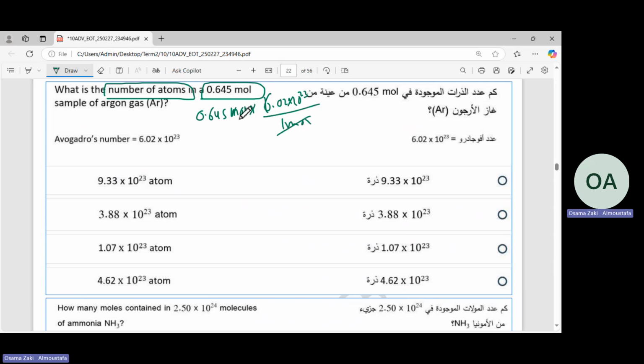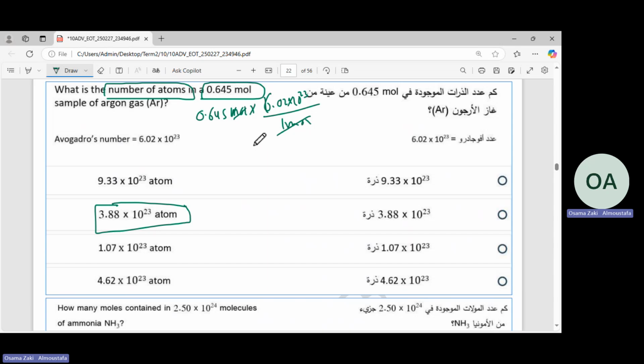Okay, so we can cancel mole with mole. So the answer: 0.645 times the fraction. We have 6.02 times 10 to the power 23, and down we have 1. Okay, so the answer is 3.88 times 10 to the power 23. So as you see, just simple conversion from mole to particles.